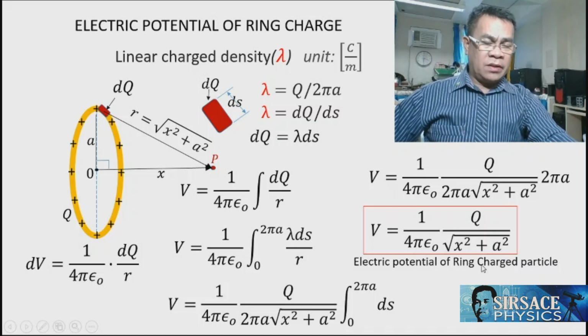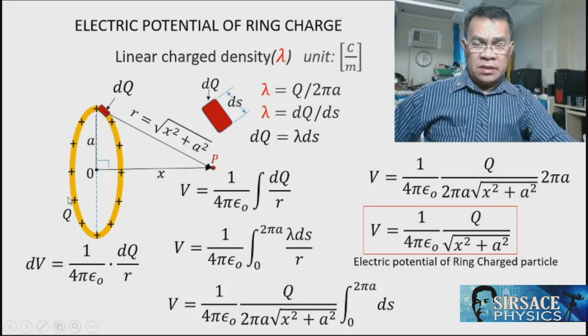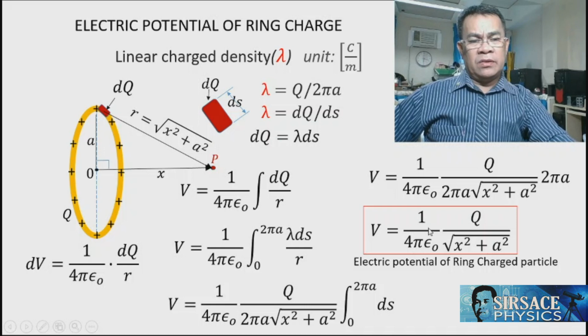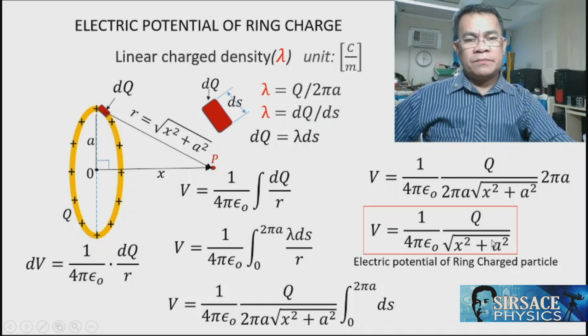Okay? Now remember that this electric potential is directed from the center of the circle extended towards P. So therefore, to calculate the electric potential at point P, you need only the constant, the entire charge, divided by the square root of x squared plus a squared. This is the potential at that point.